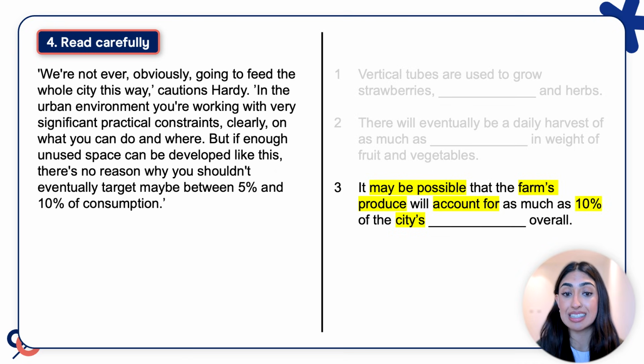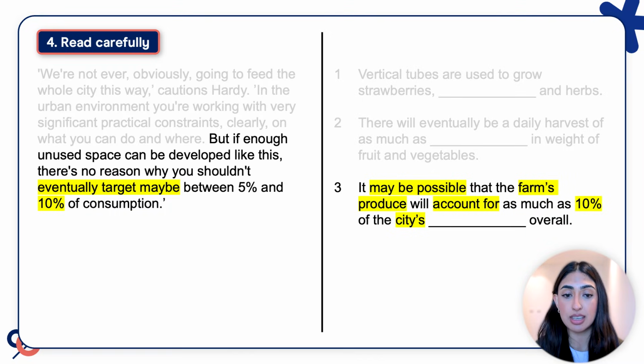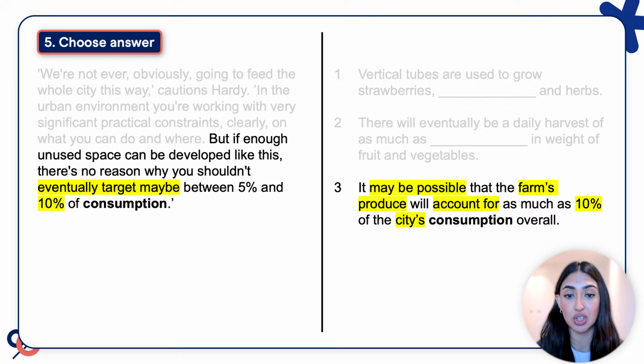We can see that the word city is repeated as well as the number 10%. The phrase eventually target is the paraphrase version of account for, and maybe relates to the original phrase of maybe possible. The numbered percentage 10% is an important clue as it comes before the blank. 10% of the city's blank overall. Consumption is the final answer in our sentence completion task. Well done. And that's it. We just successfully did a sentence completion task for IELTS reading using the E2 method and strategies.